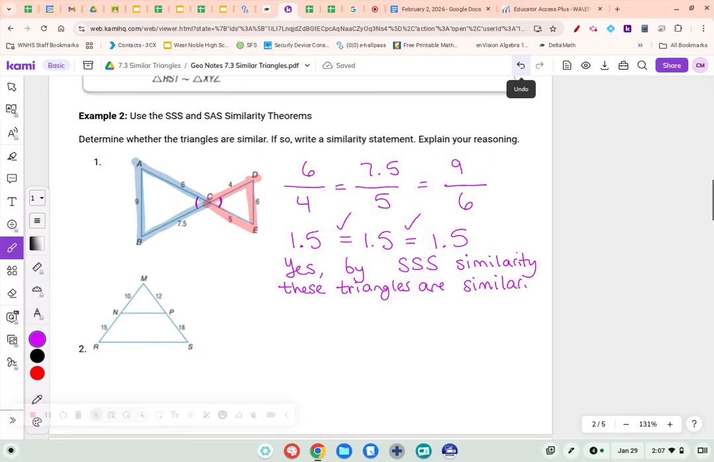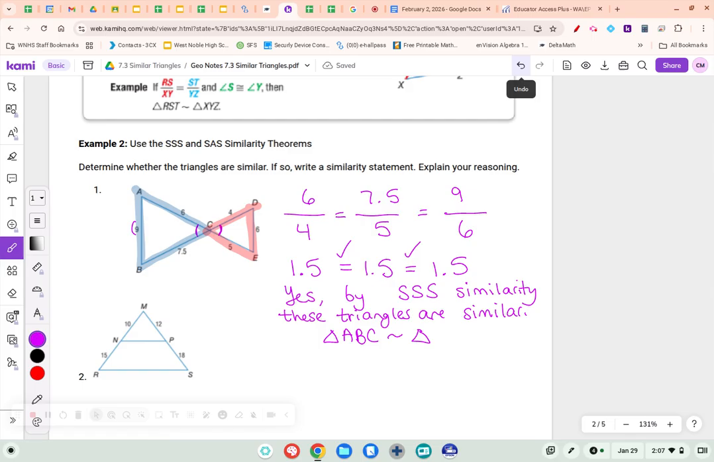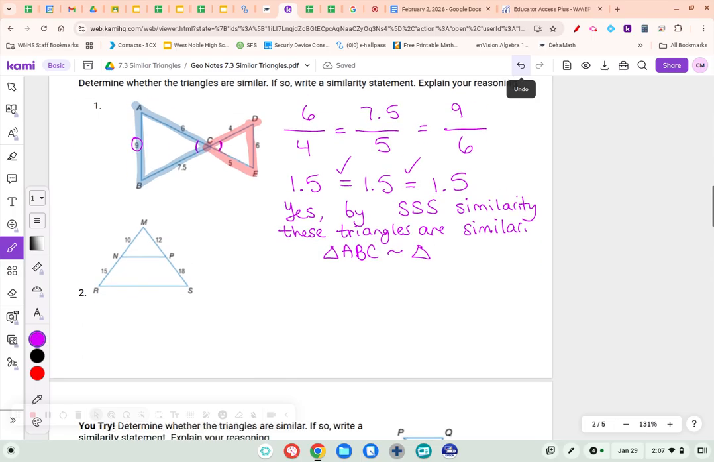So we need to write our similarity statement. So I'm going to say triangle A, B, C. Now this gets a little tricky because I have not marked out my angle congruences. I can do that if I want to, but I'm just going to think that I'm going across the biggest side, then I'm going to go across the medium side, and then I'm going to go across the smallest side. So I need to match that up over here. So it's going to be triangle D, E, C for my other triangle.